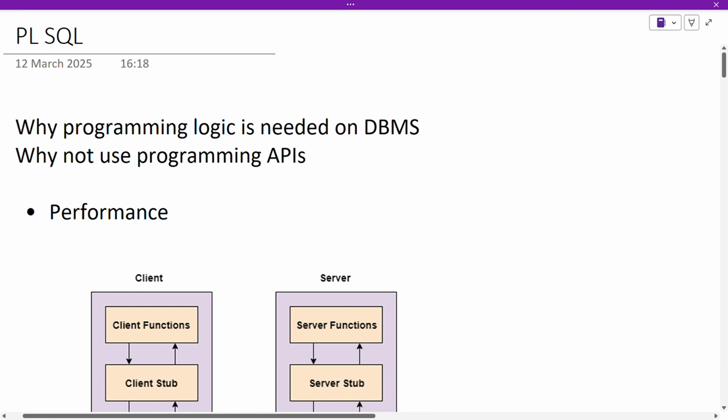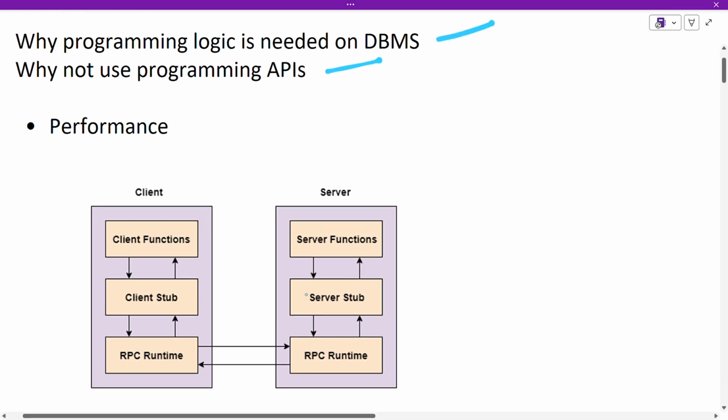We're going to see why programming logic is needed on a DBMS. We have discussed that we need it to process the output of a SQL query, to make the query run multiple times, to store the query output, and to apply business logic on the data. To do all these things, we need some sort of programming language on the DBMS. And then why not use any programming APIs? For this, we have three answers.